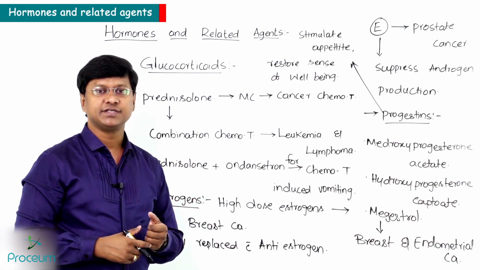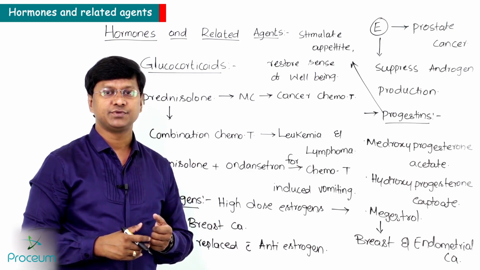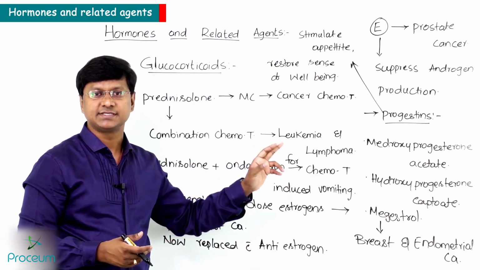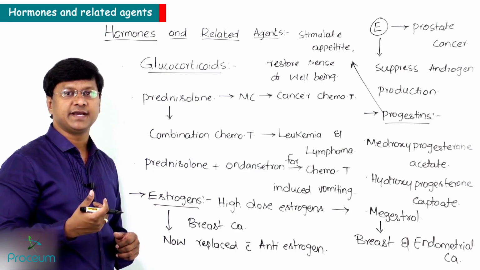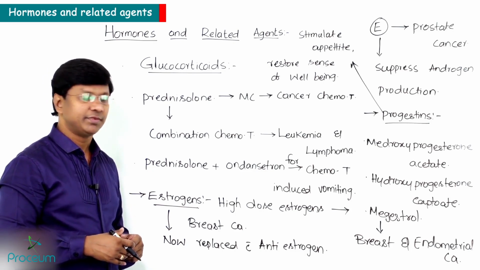Now this particular prednisone is used for combination chemotherapy in case of leukemias as well as lymphomas, and it is also combined with ondansetron for the management of chemotherapy-induced vomiting.